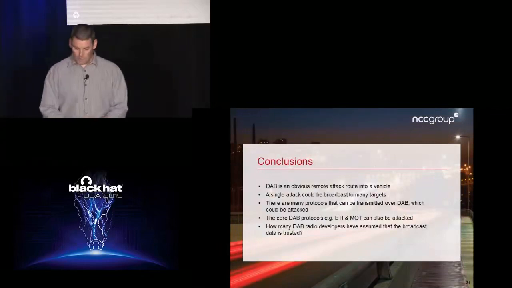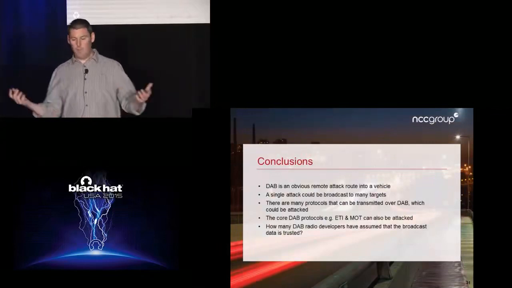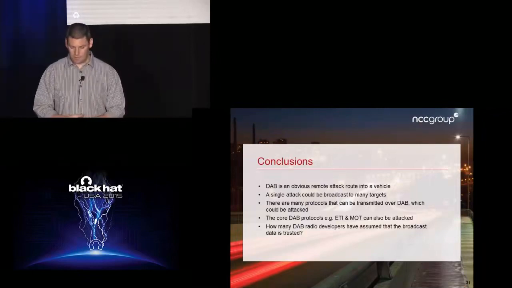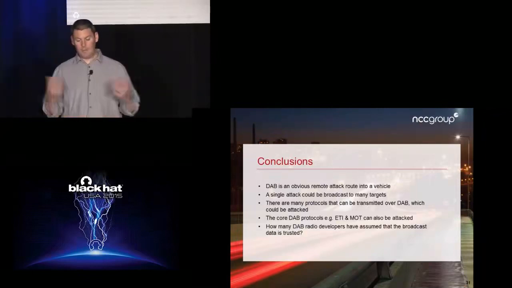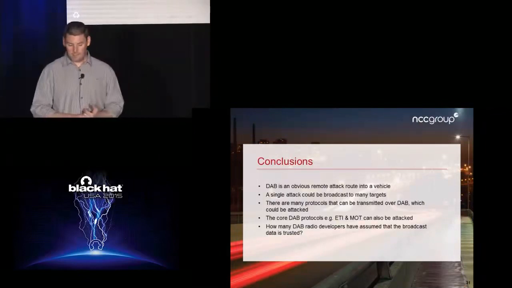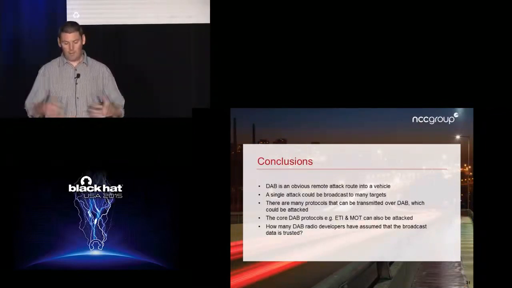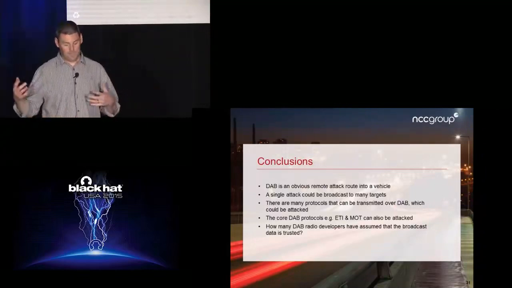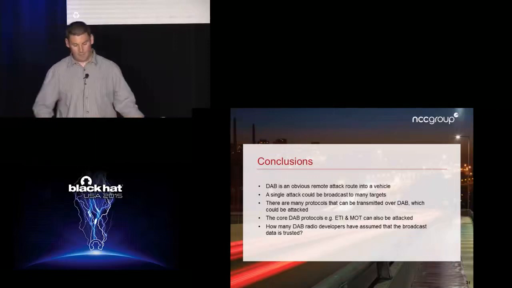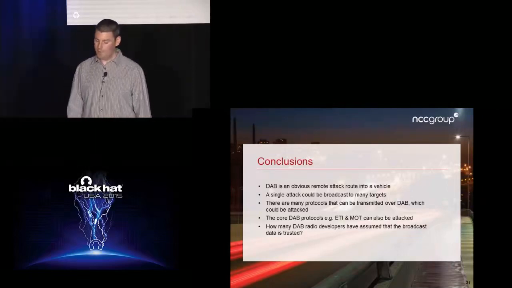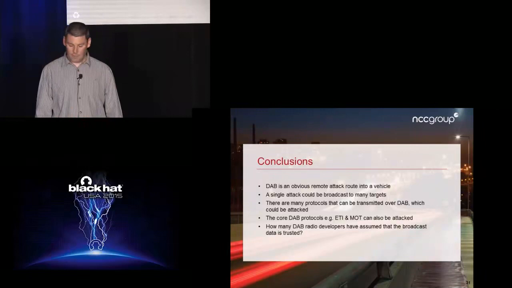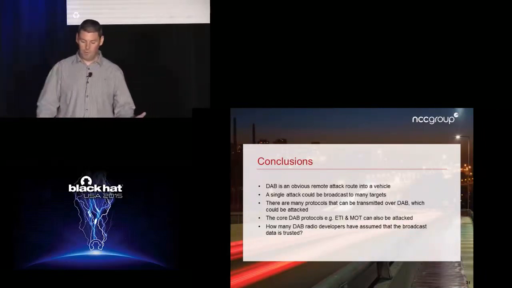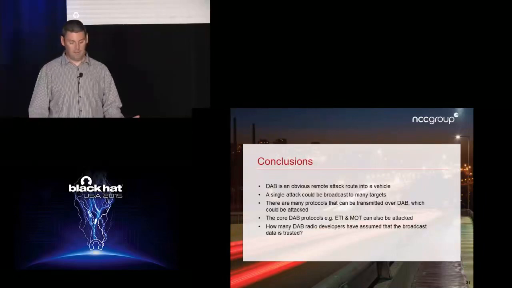So just some conclusions. DAB is an obvious remote attack route into a vehicle that hasn't been investigated prior to this research, not publicly anyway. Using a single attack, you could broadcast to many targets. There are lots and lots of different protocols that you can send over the top of DAB, which could be attacked. And the core DAB protocols can also be attacked. And as a final thought, how many DAB radio developers have made the assumption that the broadcast data is to be trusted?